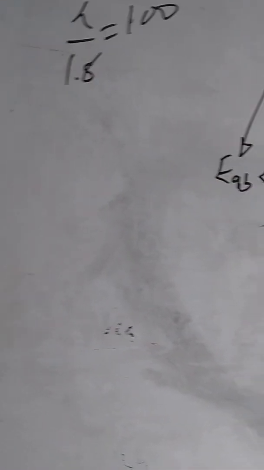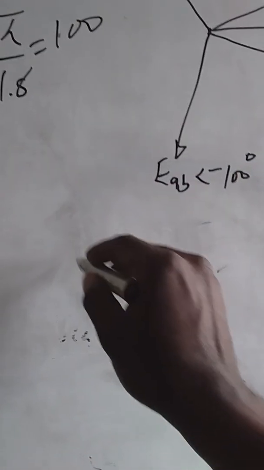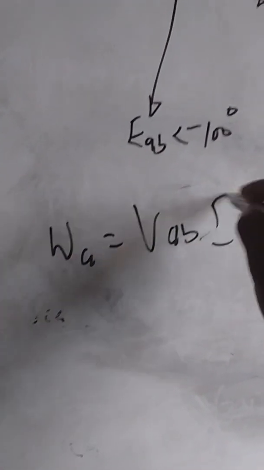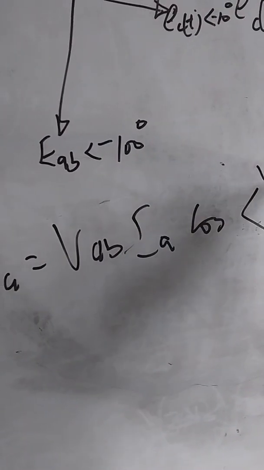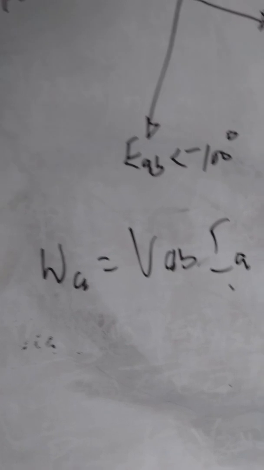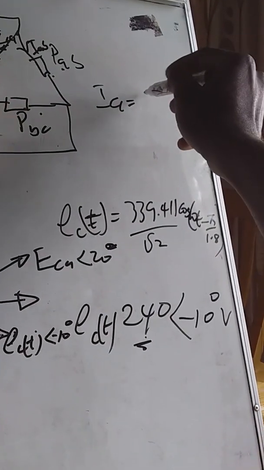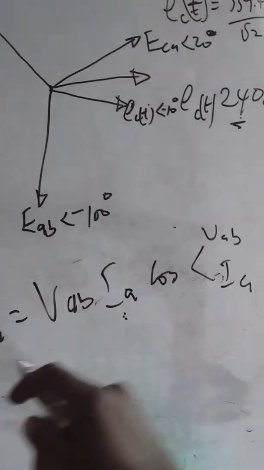So let us assume you want to find even the total power drawn by the line, which is using the wattmeter reading. Of course, you can find WA, which will be VAB IA cos VAB IA. So your IA, you find from here, which will be IAB minus ICA. Of course, you have your IBA, you have your ICA, you find your IA. Then you do the same thing, you find your WA.